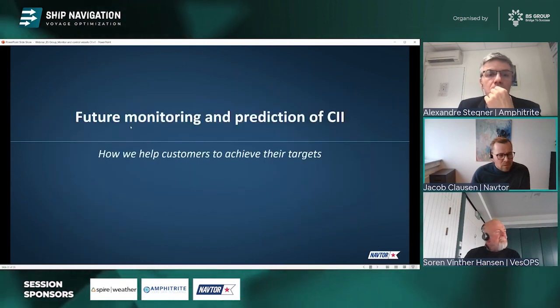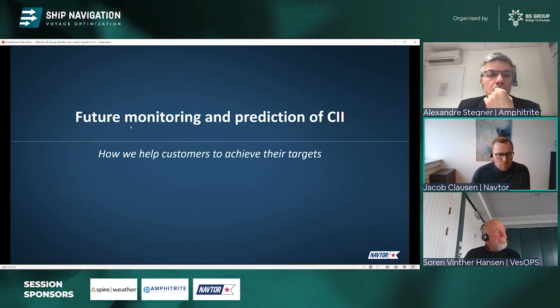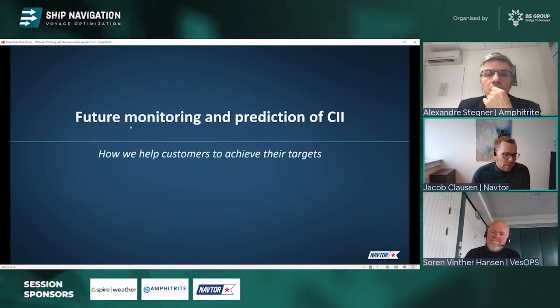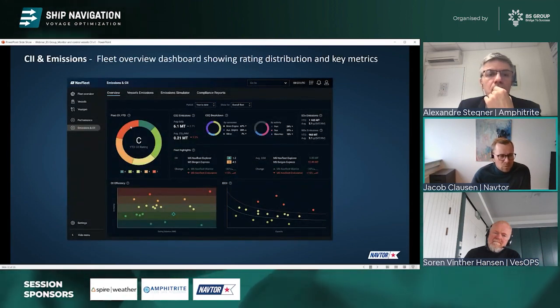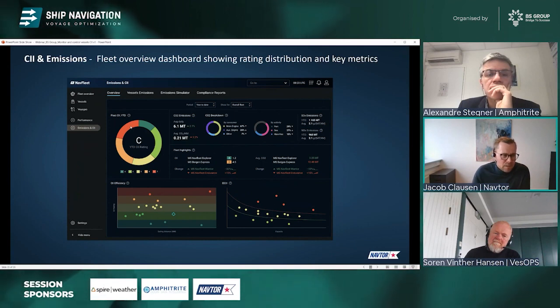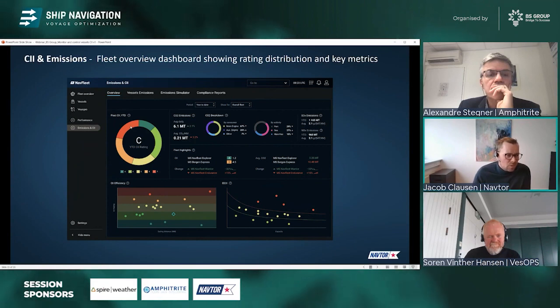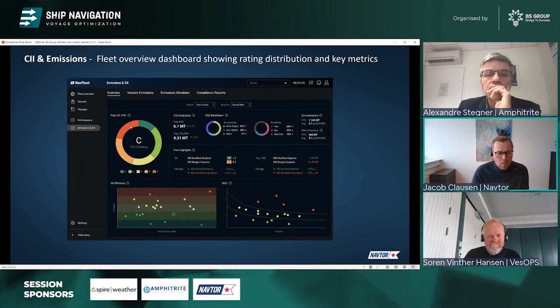So the next things that are coming in the future of our monitoring and prediction solutions for CII, and how we're helping customers achieve that kind of target setting, is partly, on the monitoring part, providing more insight into the vessel's CII. So we have created a larger set of CII dashboards and vessel emissions breakdowns, and this is just showing a glimpse of it. But this is to provide more insight into what the dynamic factors affecting your CII are.